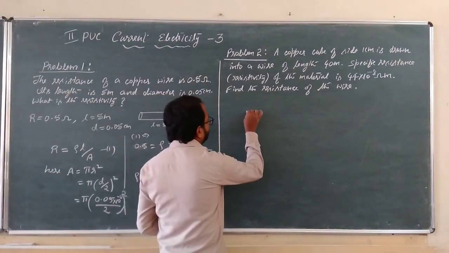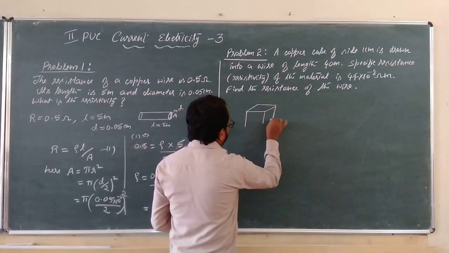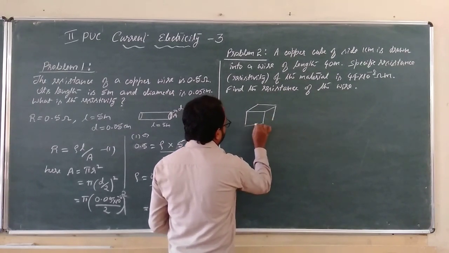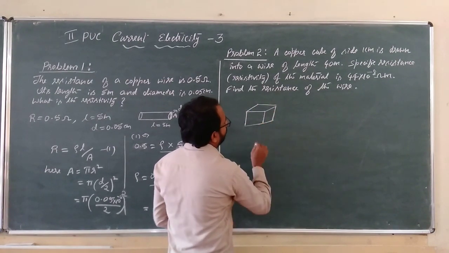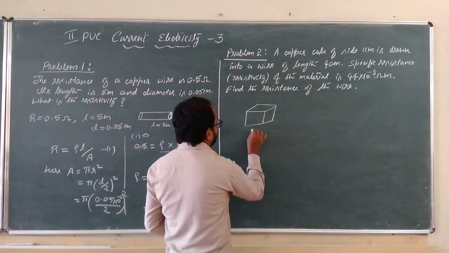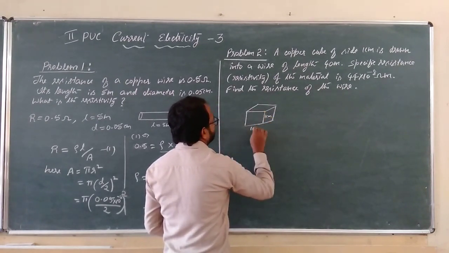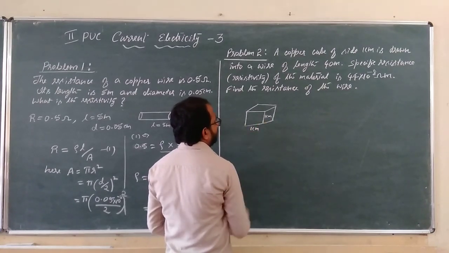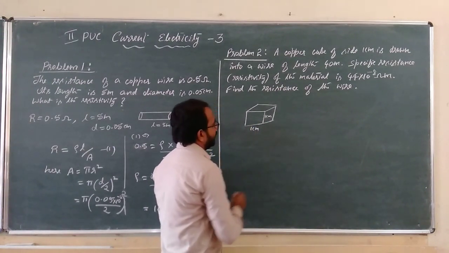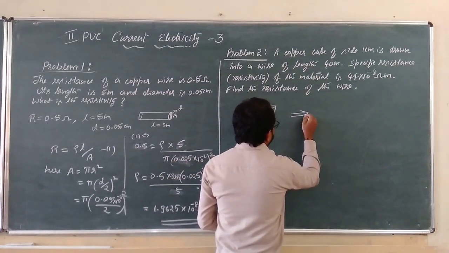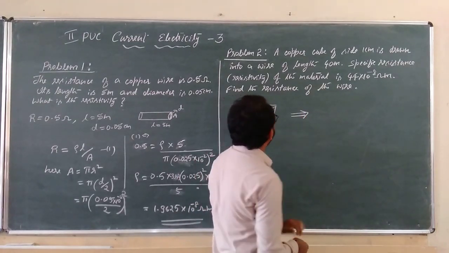A copper cube of side 1 centimeter, right? This is 1 centimeter, this is 1 centimeter, right? So the cube of side 1 centimeter is drawn into a wire. Now it is drawn, its shape is changed, it is converted into a wire.